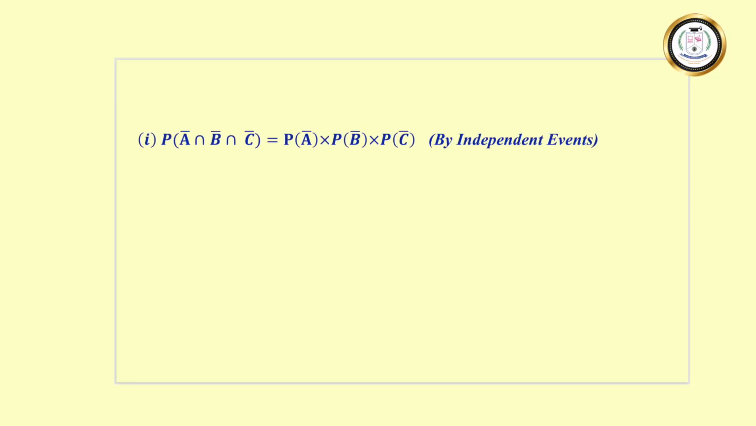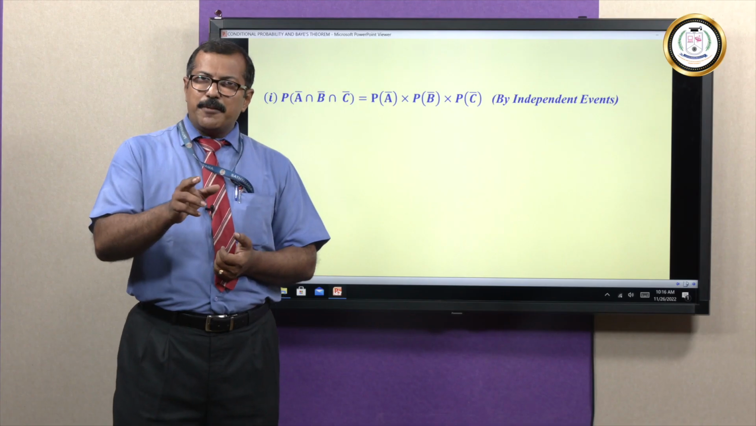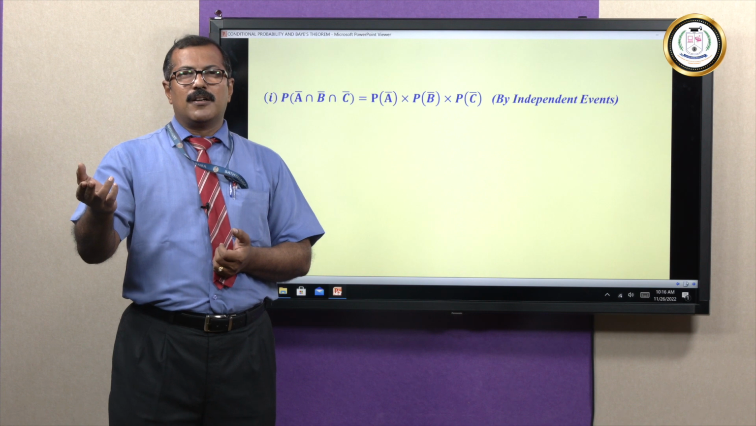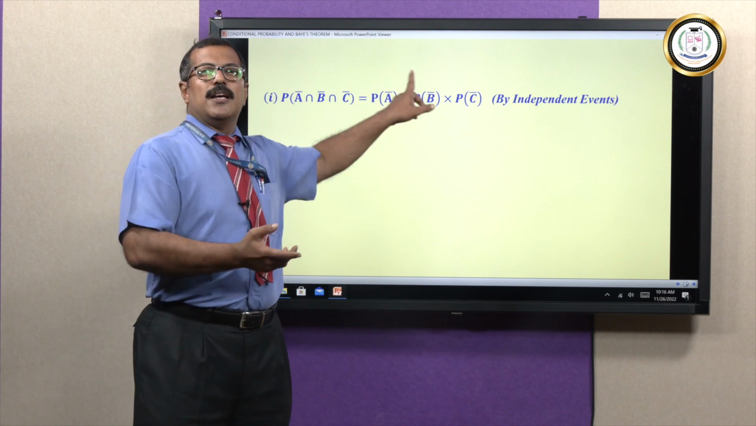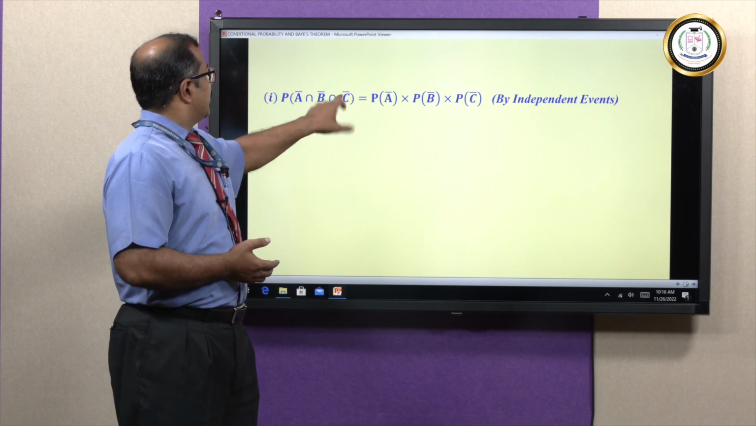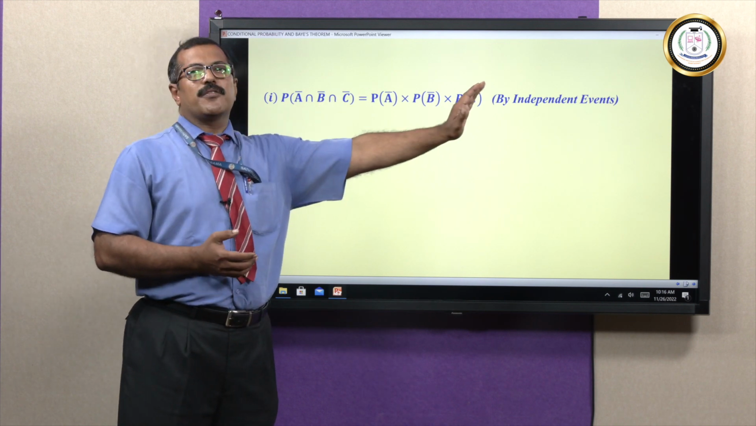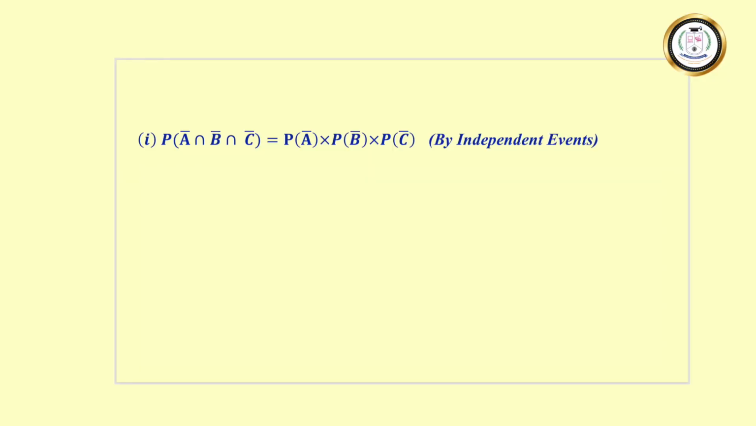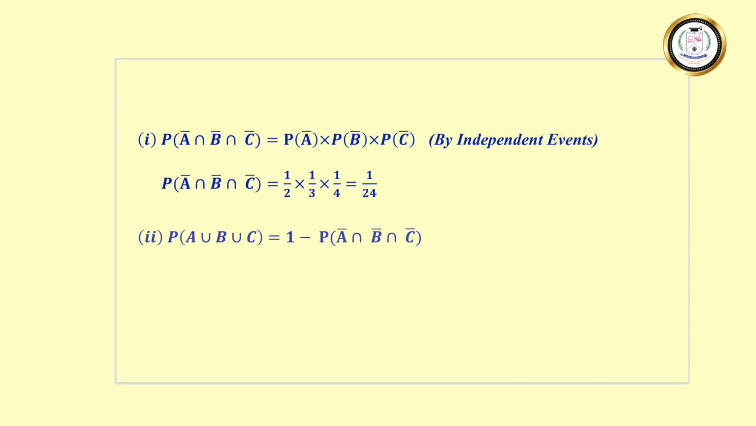Now, proceeding with the first one, P of A complement intersection B complement intersection C complement. Since they are mutually independent, the probability of the intersection is the product of the individual probabilities, P of A bar into P of B bar into P of C bar. We already know the values. Substituting the values, we get 1 by 24 as the probability that none of them solves the problem.